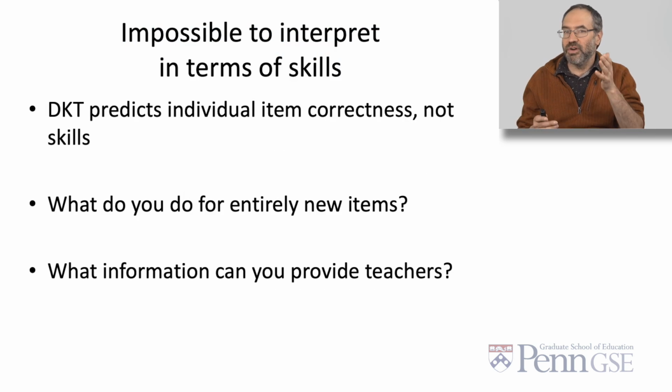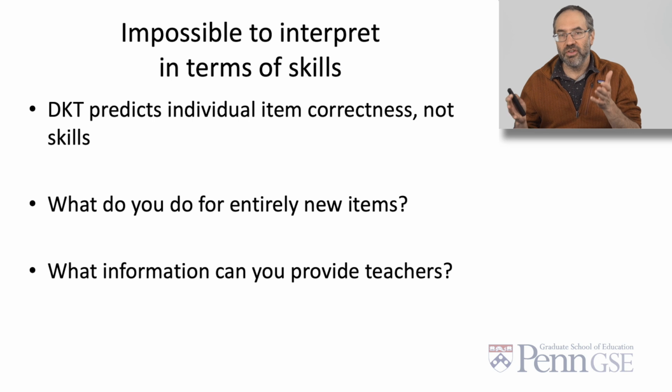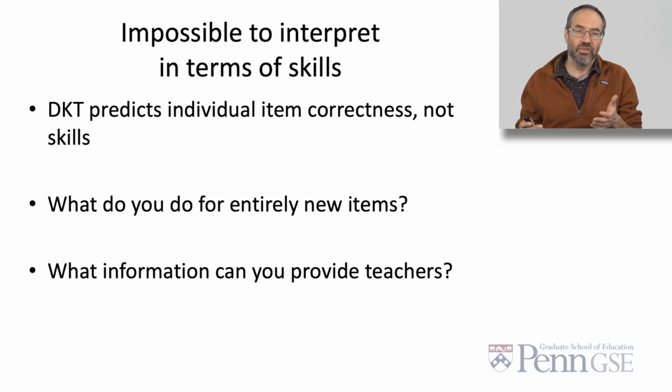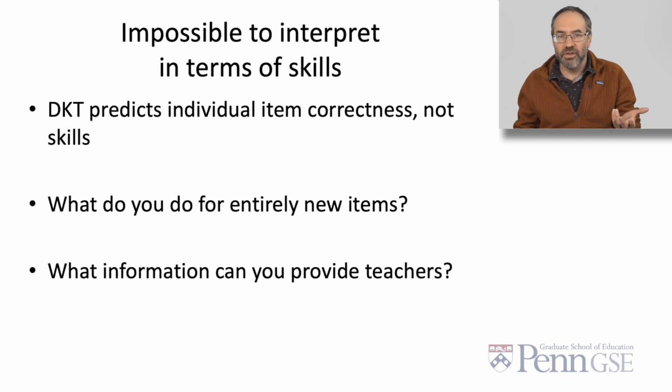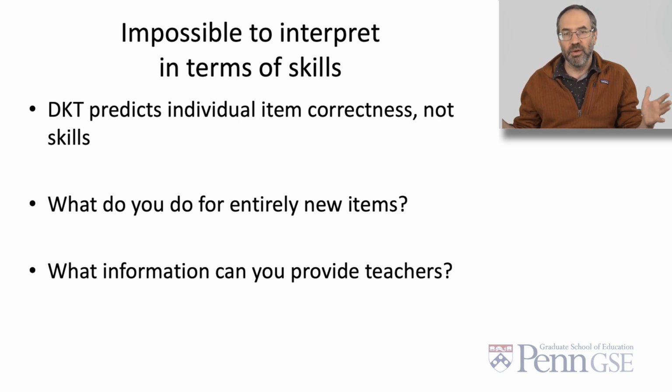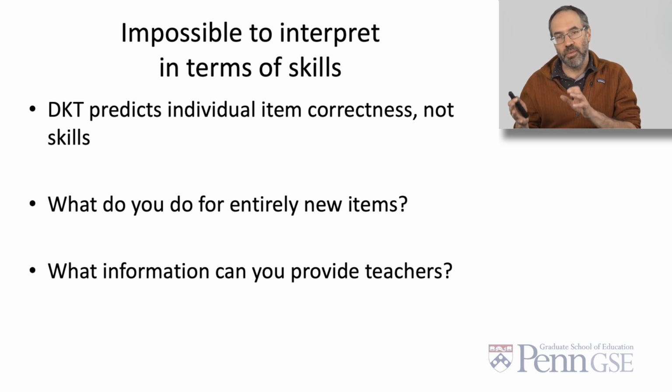It's worth noting, however, that DKT is impossible to interpret in terms of skills, because DKT predicts individual item correctness, not skills. So what do you do for an entirely new item that you don't have any data on? Because it's not part of a skill, it's impossible to make a prediction for it. And furthermore, what information can you provide teachers? It's not very useful to tell teachers, here are the 17 items that I predict the student will get right, and here are the 3 to 4 items that I predict they'll get wrong.